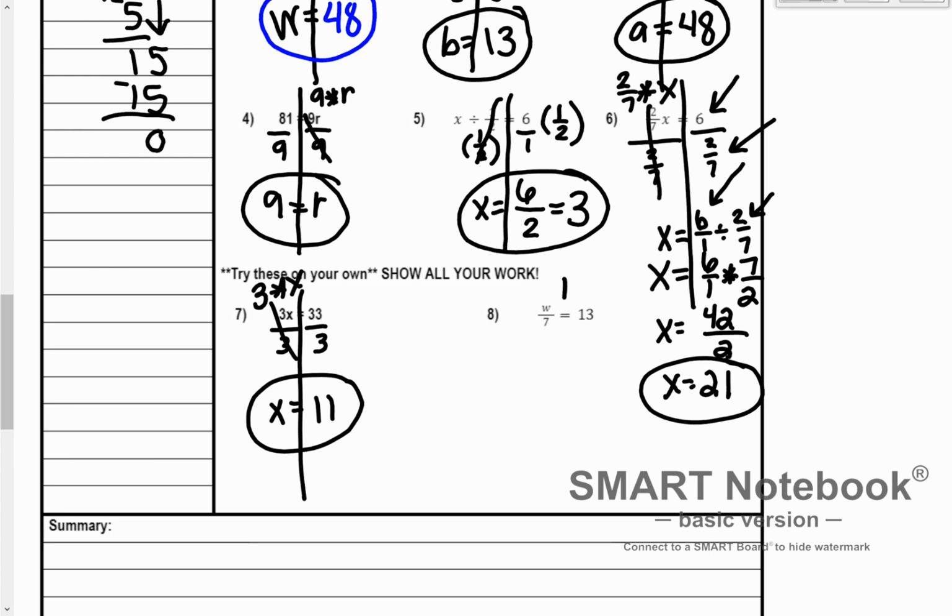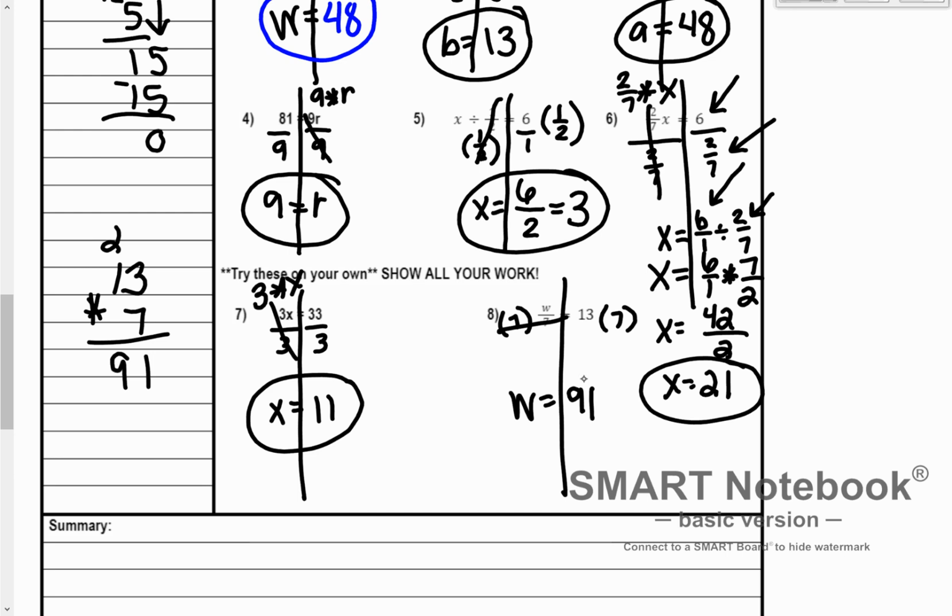Last one. W is being divided by 7. The opposite of dividing by 7 is multiplying by 7. We have to do that to both sides to keep our equation true. W equals 13 times 7. Again, that's not common knowledge to me, so I'm just going to pull it to the side and do 13 times 7. 7 times 3 is 21. Write my 1, carry my 2. 7 times 1 is 7, plus 2 is 9. So W will equal 91.